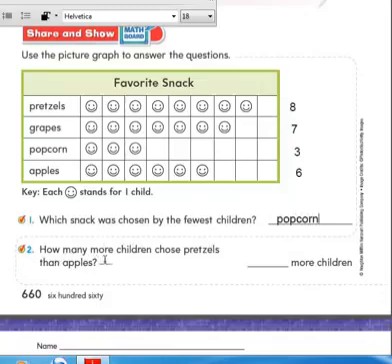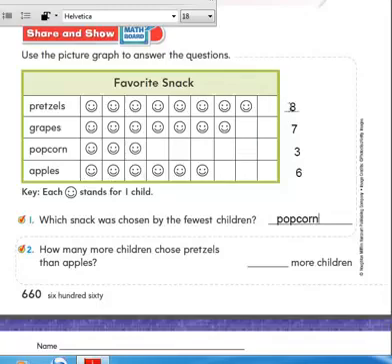Number 2. How many more children choose pretzels than apples? He said to me here, how many more? It's a magic word. Do you remember? How many more means I will make, yes, subtraction to get the difference. He asked me how many more children choose pretzels than apples. So I have to look at the row of the pretzels and the row of the apples.